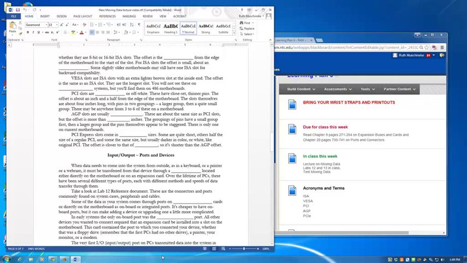When data needs to come into the system from the outside, such as from a keyboard or a printer, scanner, or a webcam, it must be transferred from that device through a port located directly on the motherboard or on an expansion card. Over the lifetime of PCs, there have been several different types of ports, each with different methods and speeds of data transfer through them. Take a look at the Lab 12 reference document.